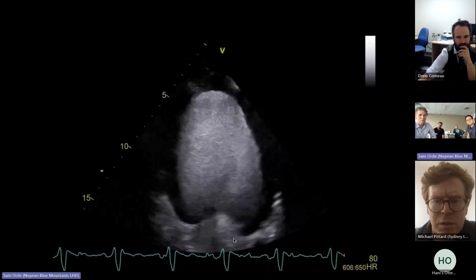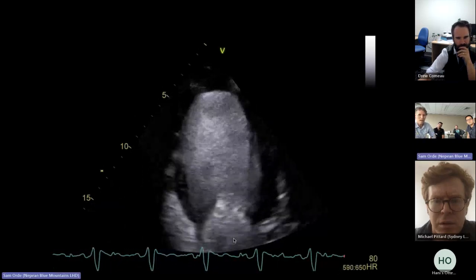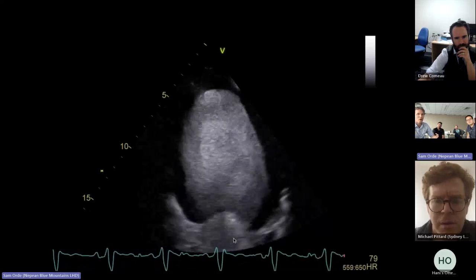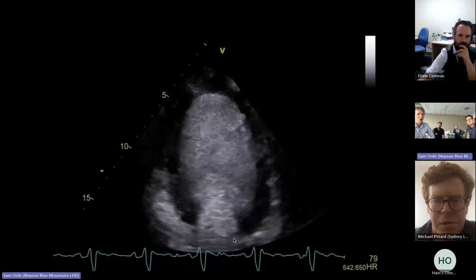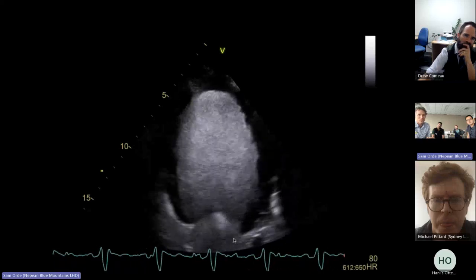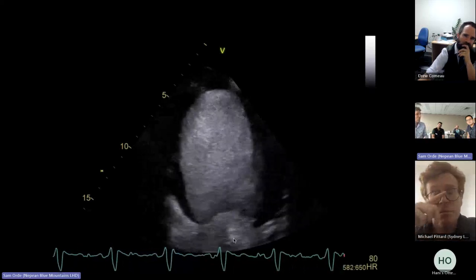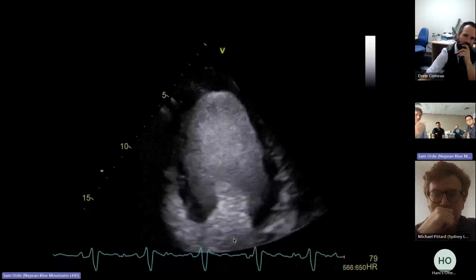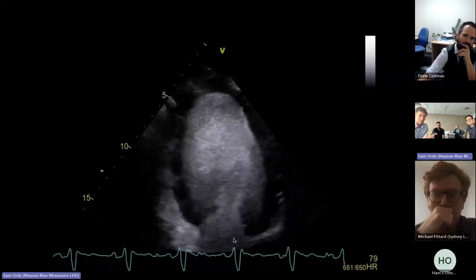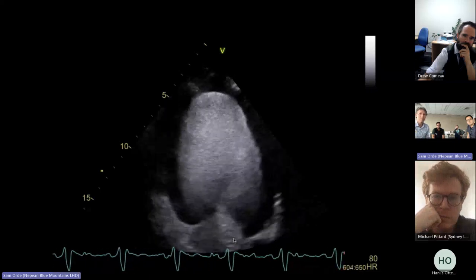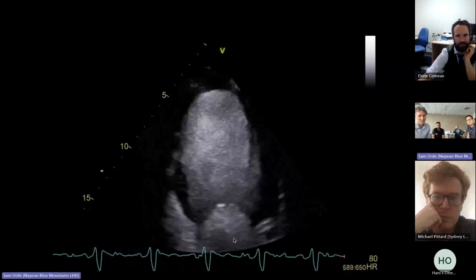I'll now just play a few images. So first thing we can have a look at is that endocardial border definition is so much greater that you can start making more accurate estimations of ejection fraction. You can clearly see where the endocardial border is. That might be useful in patients where you've got things like chemotherapy-induced cardiotoxicity or something like that, where ejection fraction is very important, but also for regional wall motion abnormalities.